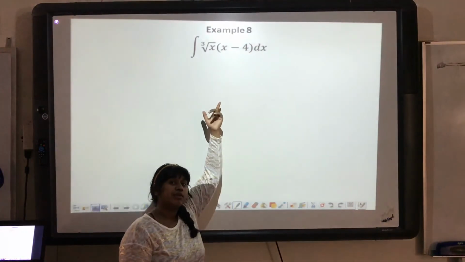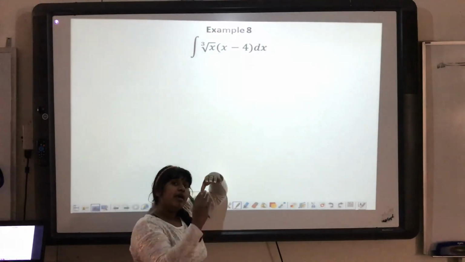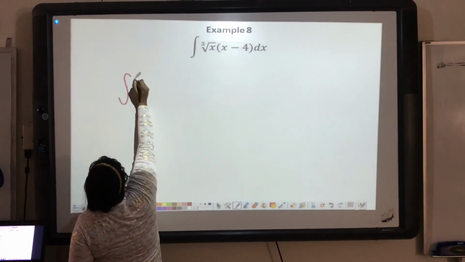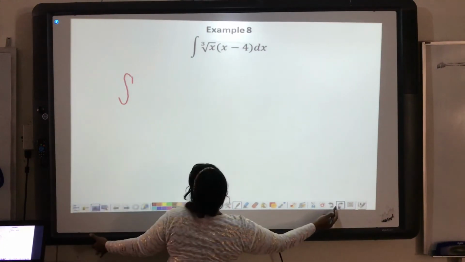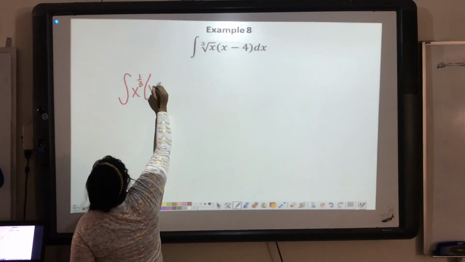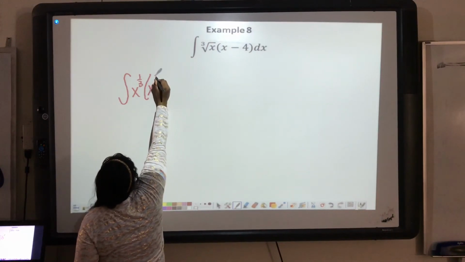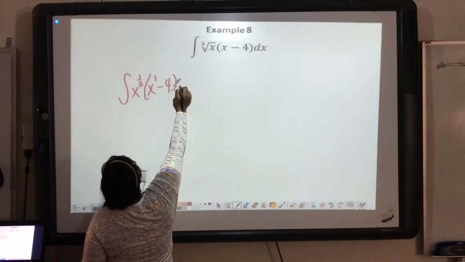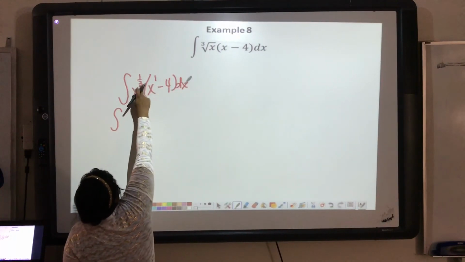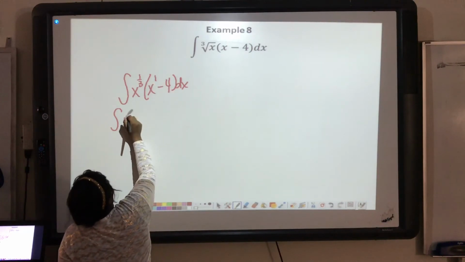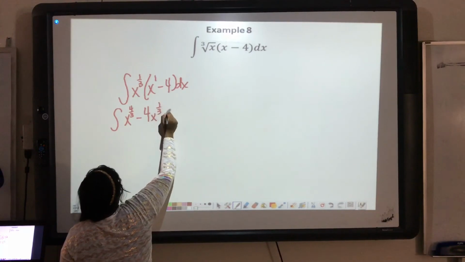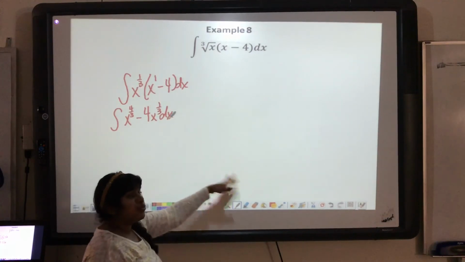So first things first, we're going to get rid of our root. So that's actually x to the 1/3. And then we're just going to simply distribute across. So this becomes the integral of, I don't know why I was going to put 1/3 at the front. That doesn't help us. X to the 1/3 times x to the, technically the exponent is 1, minus 4 dx, which is the same as saying the integral. Again, I'm distributing. So 1/3 plus 3 over 3 gives me x to the 4/3 minus 4x to the 1/3 dx.